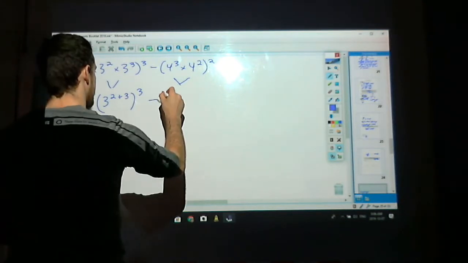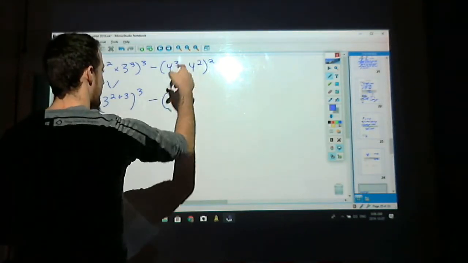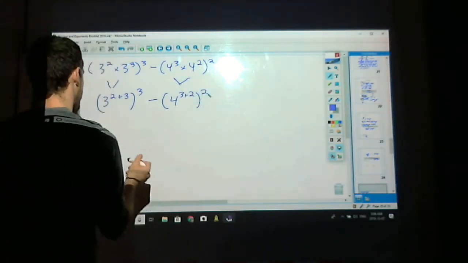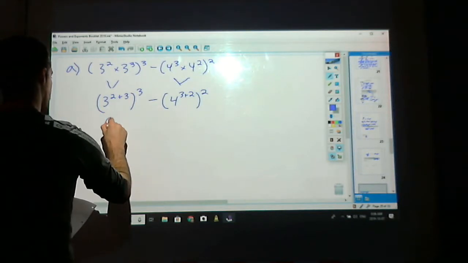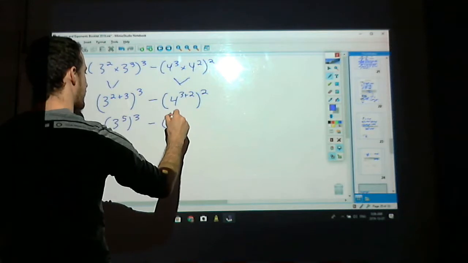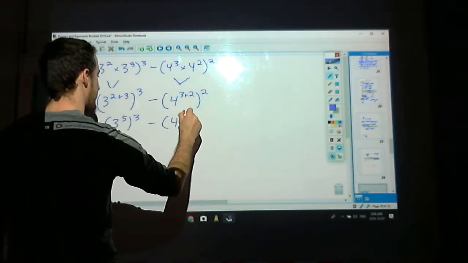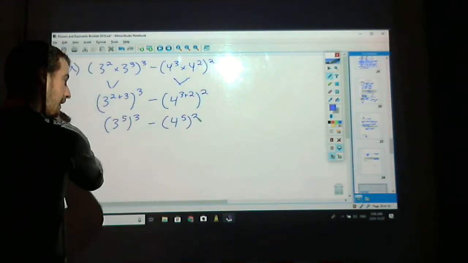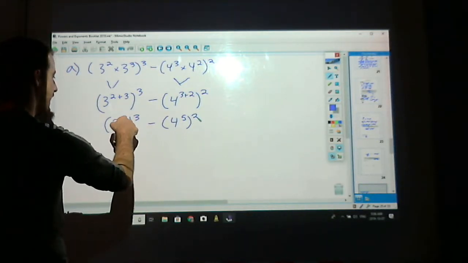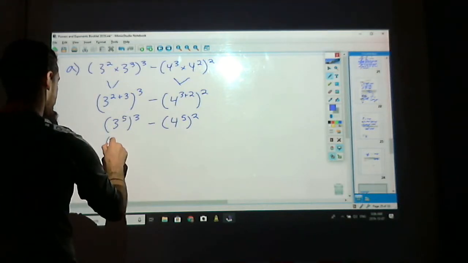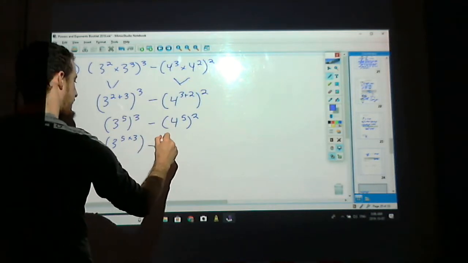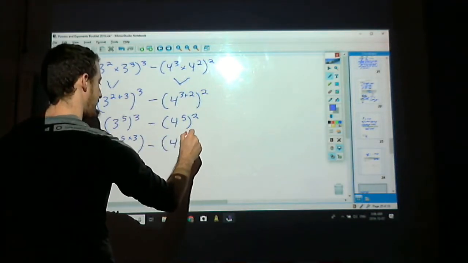All of that is negative. Here we have the same base, so the exponents can add, 3 plus 2, and again, all to the power of 2. Okay, so this simplifies to 3 to the power of 5 to the power of 3, minus 4 to the power of 5 to the power of 2. Now again, we can simplify this more. So 3 to the power of 5 times 3, minus 4 to the power of 5 times 2.